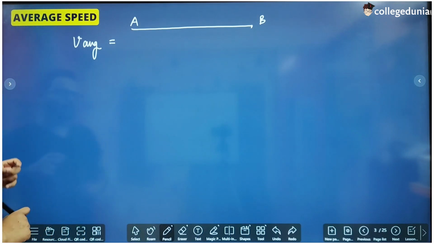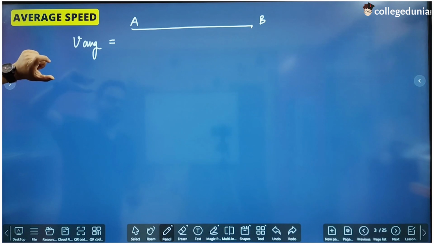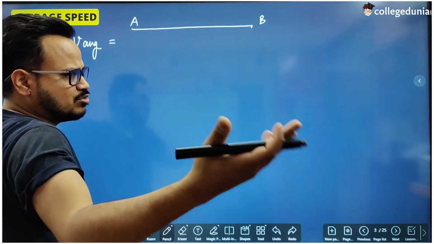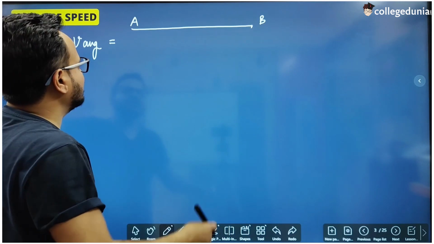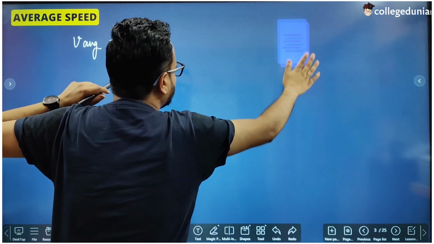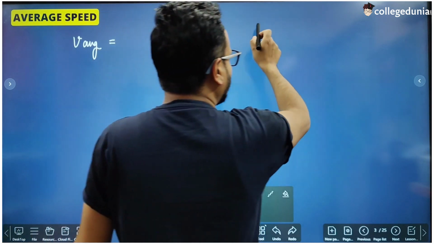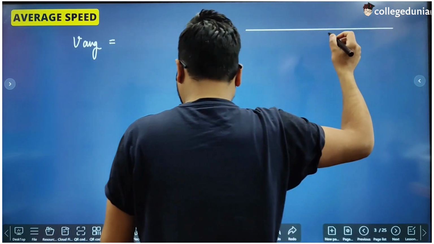Okay, so we can take the symbol of average speed as V average, because there is no other symbol given in books for average speed, so we are taking this symbol as V average. But V is basically used for velocity, but we are using it for speed, and the logic has been explained to you.